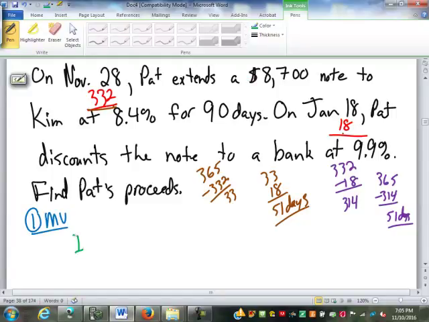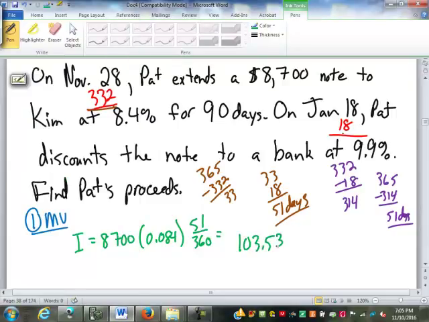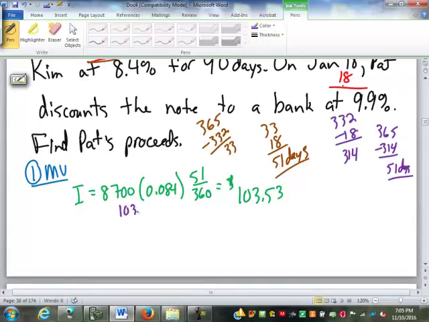Okay, so now let's find our interest. $8,700 at 0.084 for 51 days. So 51 out of 360. So $103.53 is the interest. So add that on. So $8,803.53 is the maturity value.